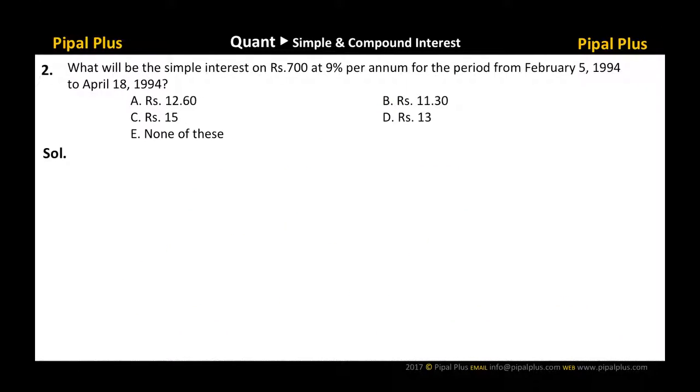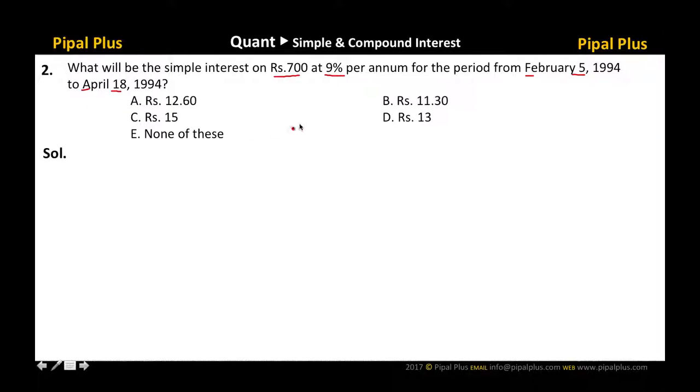All right, let's look at the second problem. The second problem says what will be the simple interest on rupees 700 invested at 9% per annum for a period from 5th February 94 to 18th April 94? What we are given is the principal, the rate of interest, and the starting and ending date of our investment. Frankly, the most complex part of this problem is computing the time period between the starting date and the ending date.